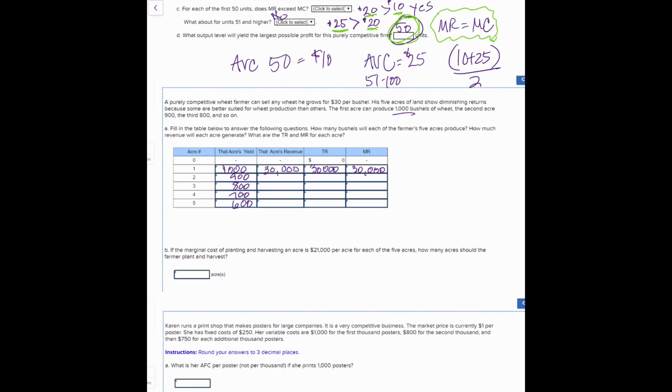If we know that they can sell each bushel for $30, then for that first acre's yield of 1,000 units, sold at $30 each, that revenue would be $30,000.